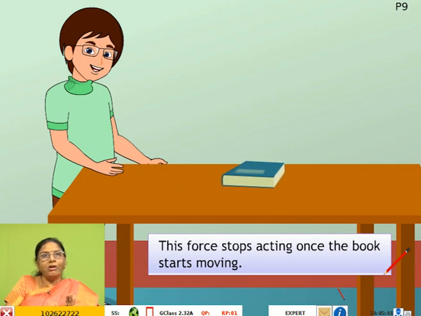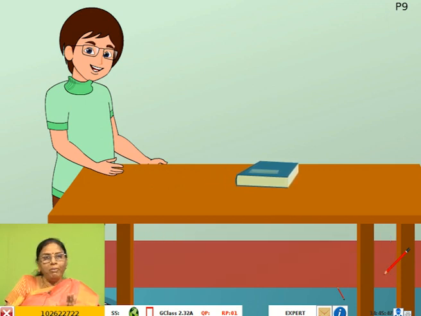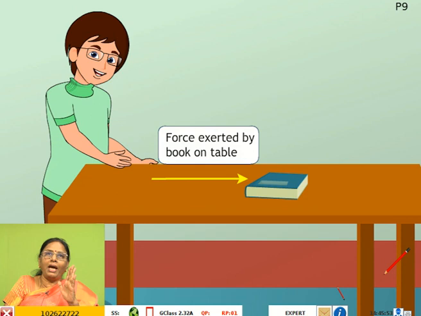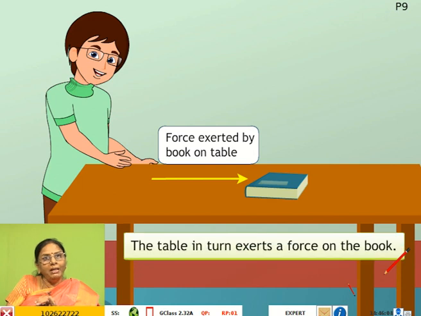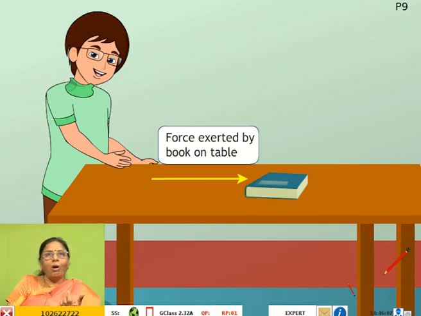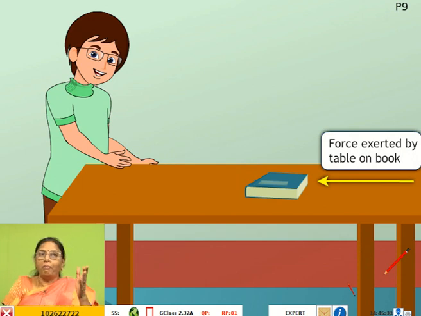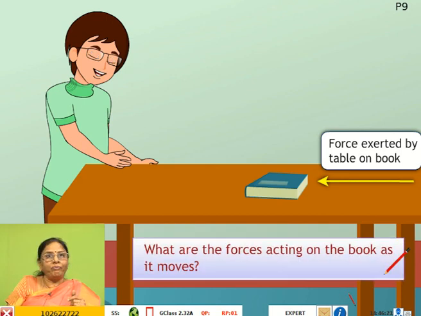So, which are the forces acting on the book as the book moves? We know W and N are there, but these two forces do not help the book in the vertical motion. So, the force exerted by the book on the table that we have seen through the activity, and in turn the table is also exerting another force on the book. But the force exerted by the book on the table has no effect on the table. The force exerted by the table on the book has got an effect, isn't it? This effect can be noticed.